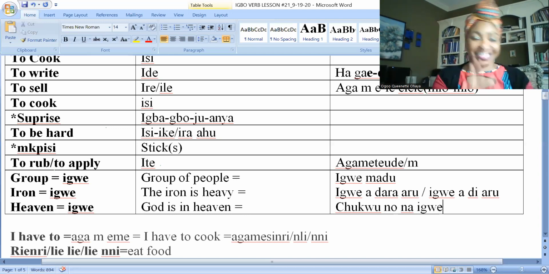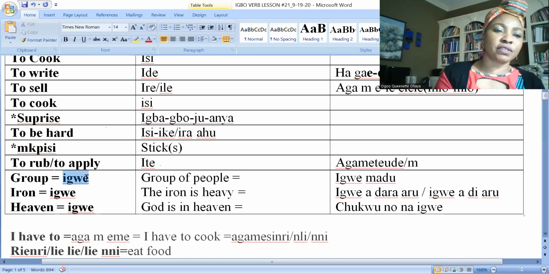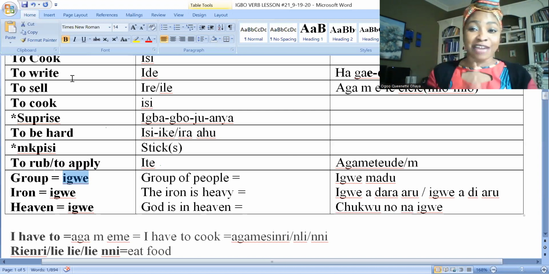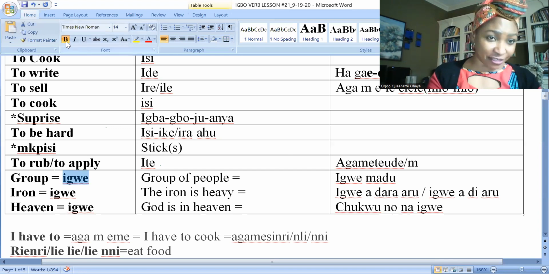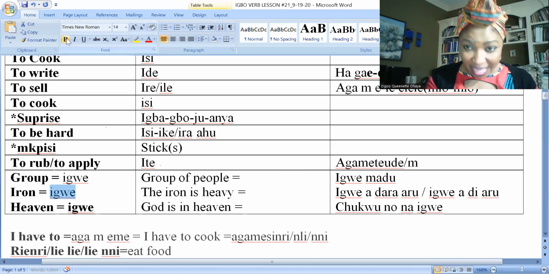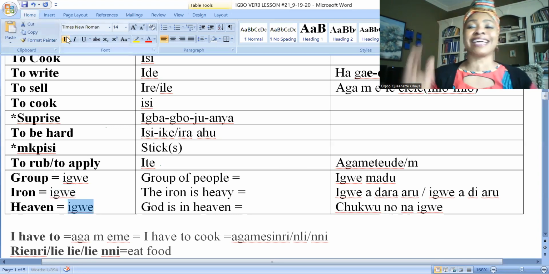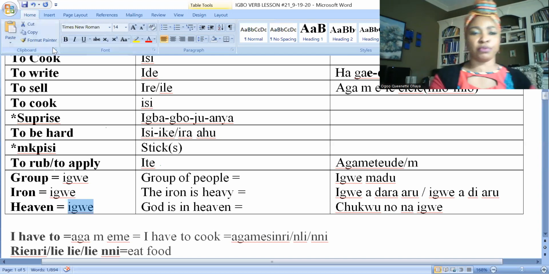So we have three things here. These three words, the same spelling, but they're not the same pronunciation and they're not the same meaning. You need to pay attention to that. They have the same spelling, but they don't have the same pronunciation and they don't mean the same. All right? But now pay attention. Igwe, group. Igwe, iron. Igwe, heaven. Igwe. See the difference?